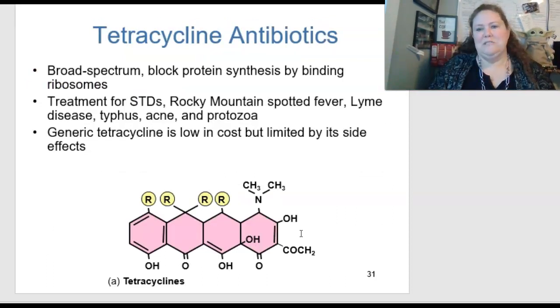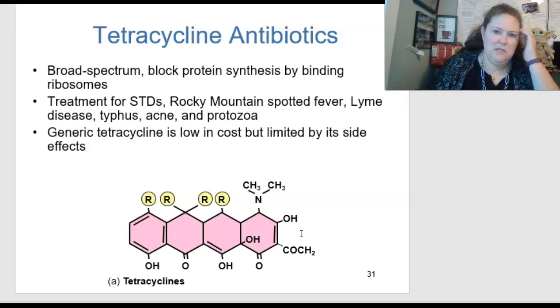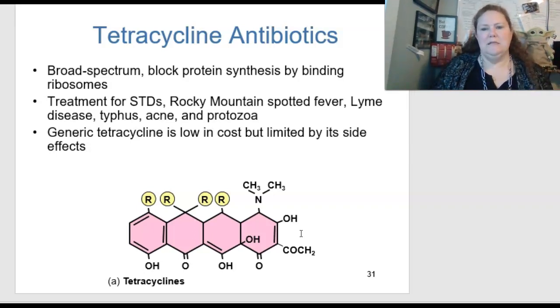We also have our tetracycline antibiotics, and these would be your broad spectrum antibiotics, and these are going to block protein synthesis by binding to those ribosomes. And remember, the ribosomes are on the endoplasmic reticulum, specifically the rough ER, and that is where our proteins are made. So we can use these antibiotics to treat STDs, Rocky Mountain spotted fever, Lyme disease, typhus, acne, and protozoan infections. So they're very broad, okay? And the generic tetracycline is low in cost, but it is limited by its side effects.